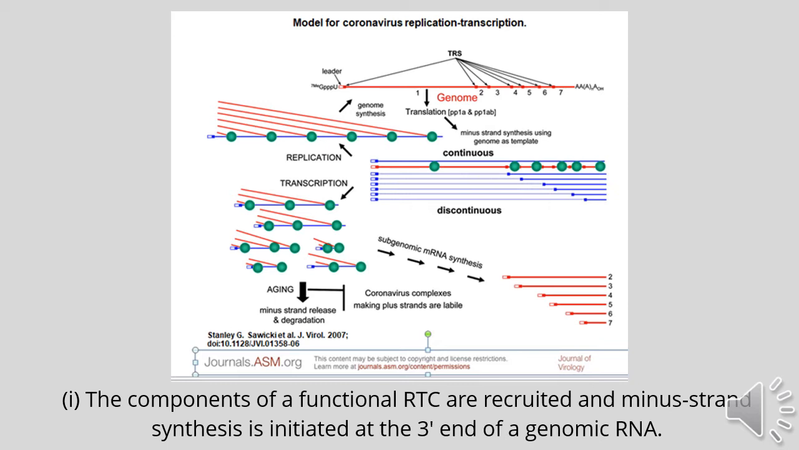If not, as you can see here, it would become discontinuous into the various subgenome-length minus strand templates. The subgenome-length minus strand templates are represented by the blue lines under the red one. The minus strands, like what I said, are used as templates for genomic and subgenomic mRNA synthesis. Only genomes are used as templates for minus strand synthesis. In replication, the RTCs engaging in plus strand synthesis release their minus strand templates, which are then degraded specifically.